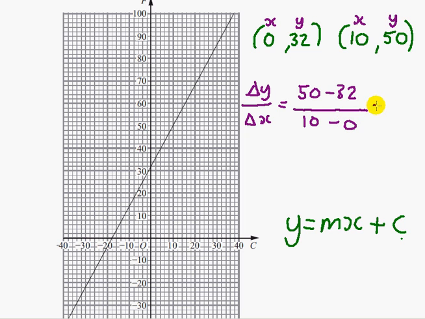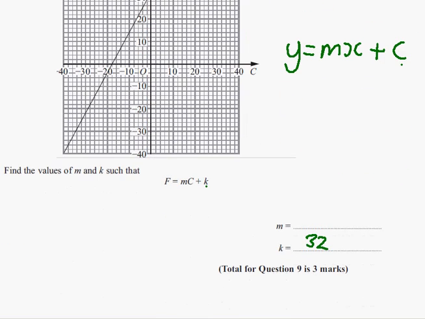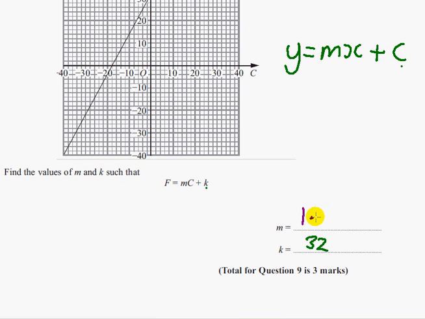So 50 take away 32 is 18 over 10 take away 0, which is 10. If we type that into our calculator, that should give us 1.8, and it does. Actually, we don't need to type that into our calculator. 1.8, and that is the gradient. So I'm just going to write that on here, 1.8.